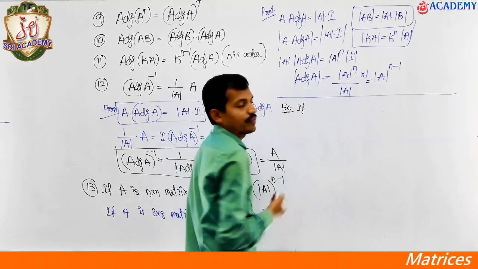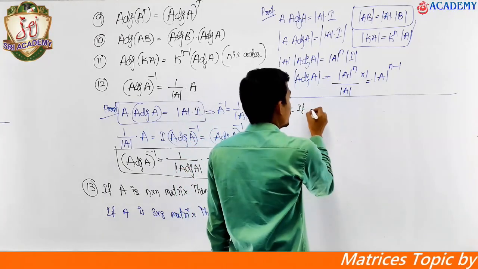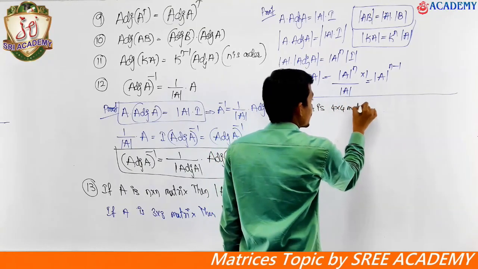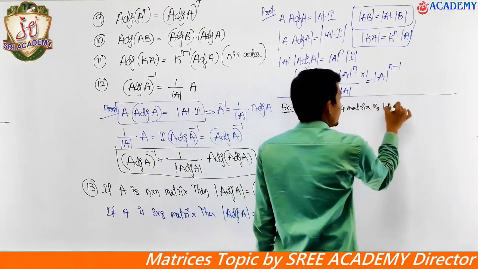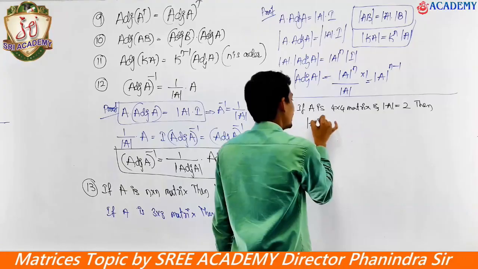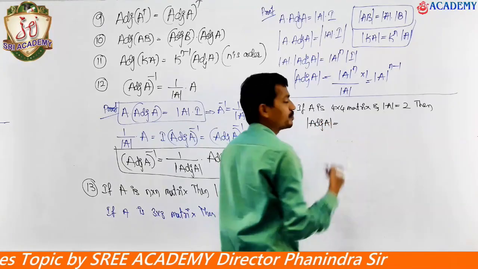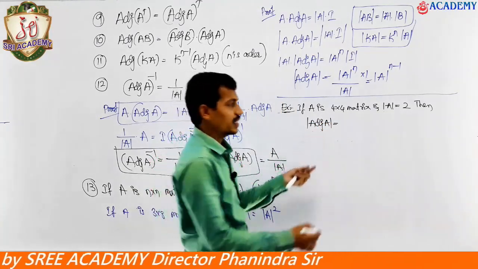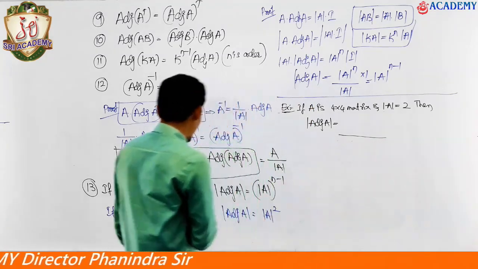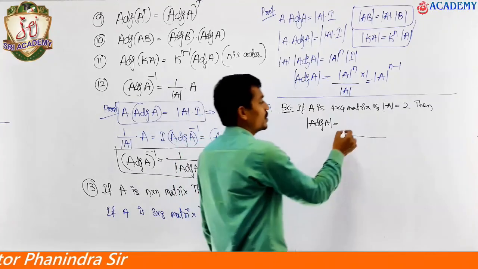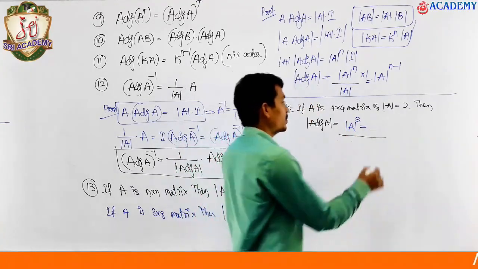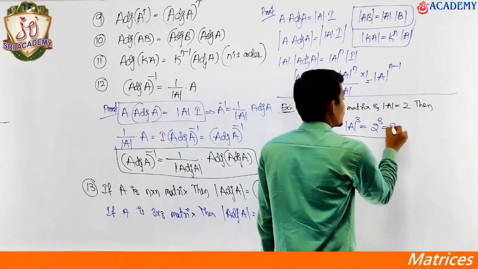If A is a 4 by 4 matrix and the determinant of A equals 2, then what is the determinant of adjoint of A? Simply, using this, if it is 4 by 4, it is going to be determinant of A whole cube, that is nothing but 2 to the power of 3, that is nothing but 8.